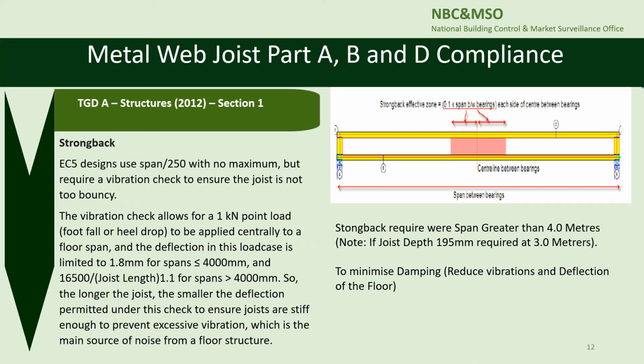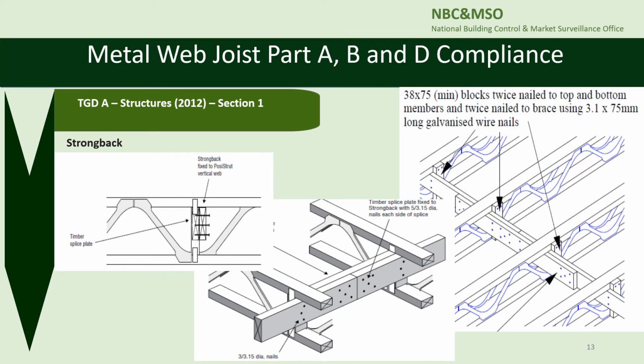A strongback is required when vibration checks to Eurocode 5. This is done by the manufacturer of the joist using their design software. Designers should ensure that the design is carried out to Eurocode 5. Strongbacks are generally required where spans are greater than 4 meters. This slide shows the strongback fixing from the manufacturer's manuals.